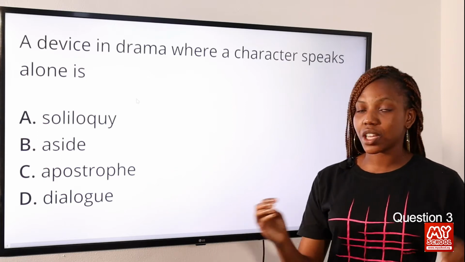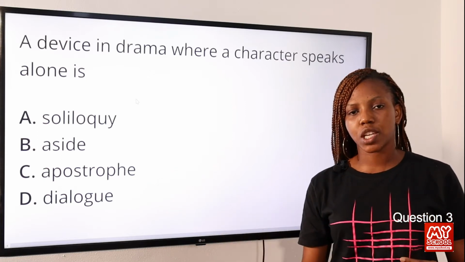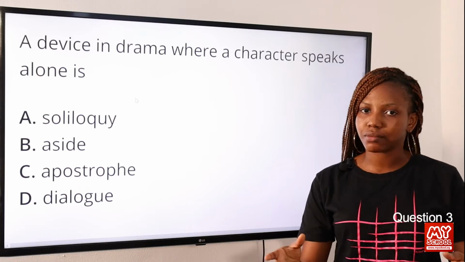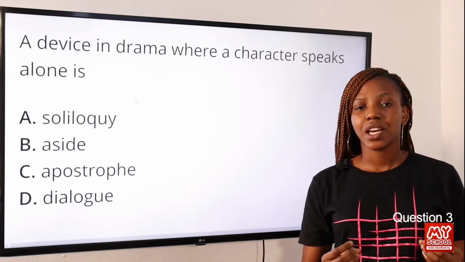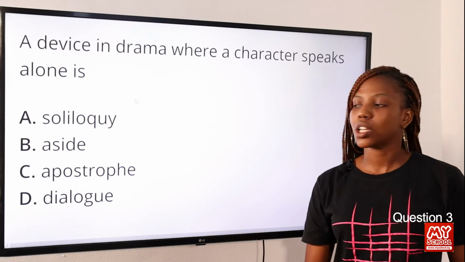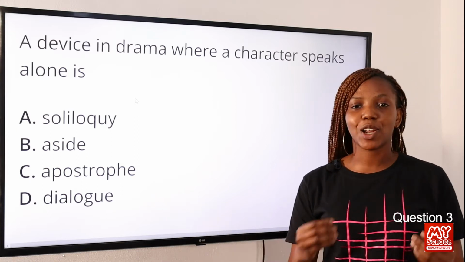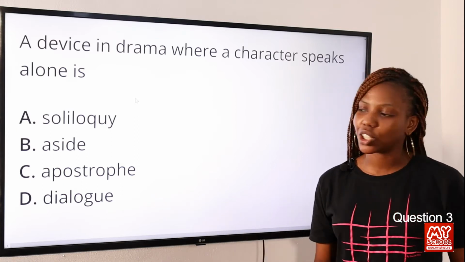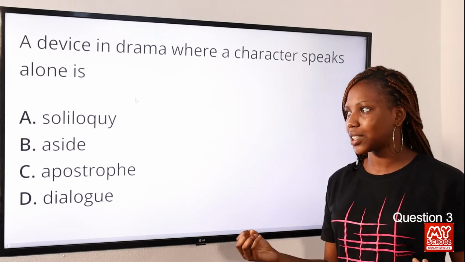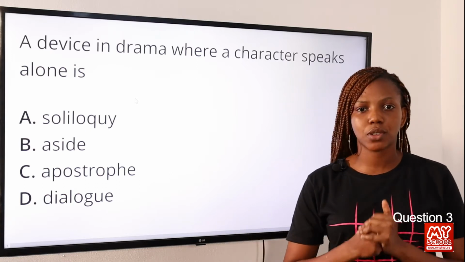But apostrophe is a literary device in which we speak directly to a thing or an abstract idea as if the thing is physically present to us. Option D, dialogue. Dialogue simply means conversation between 2 or more people. So the answer to this question is option A, soliloquy.